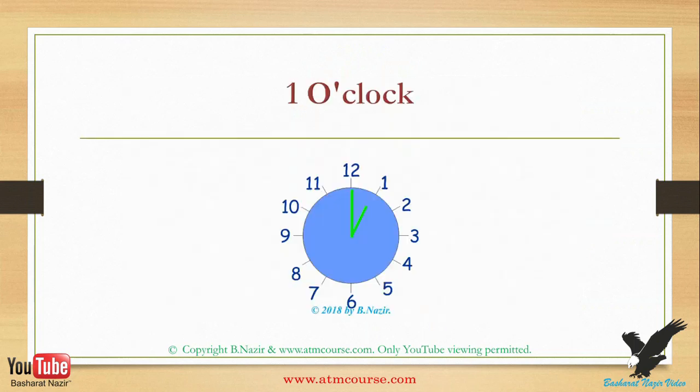This clock is reading 1 o'clock, because the big hand is pointing to the 12 and small hand is pointing to 1. Now you say 1 o'clock. This clock is reading 2 o'clock, because the big hand is pointing to the 12 and small hand is pointing to 2. Now you say 2 o'clock. This clock is reading 3 o'clock, because the big hand is pointing to the 12 and small hand is pointing to 3. Now you say 3 o'clock.